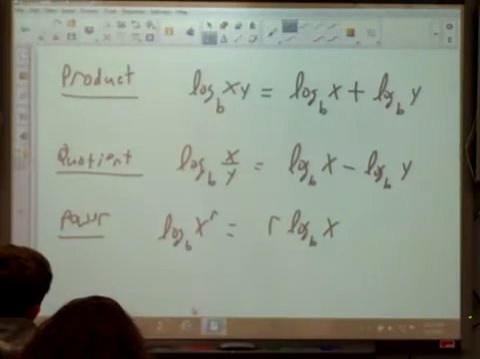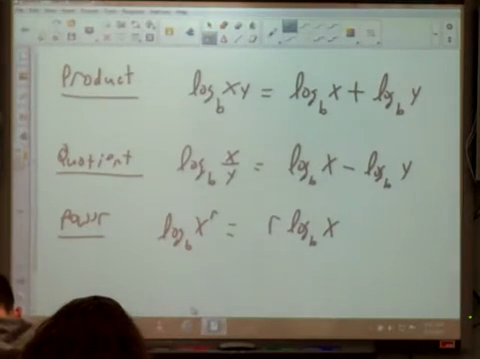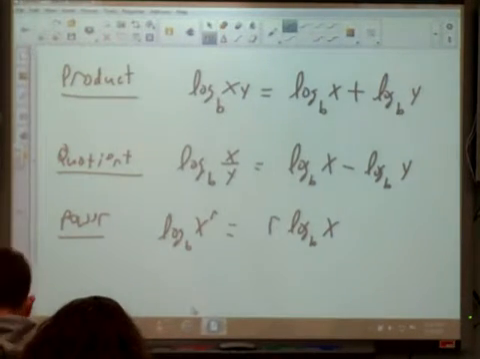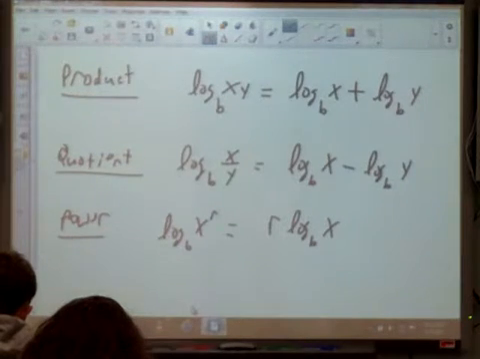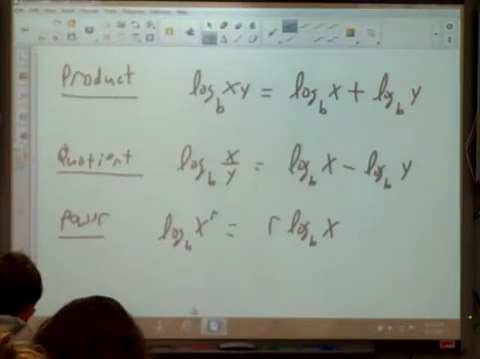Alright, now these can be used one at a time, or you can have a problem that's got all three of them in there multiple times. Just different ways to look at it. Alright, let's start with an easy one here. Everybody got that?